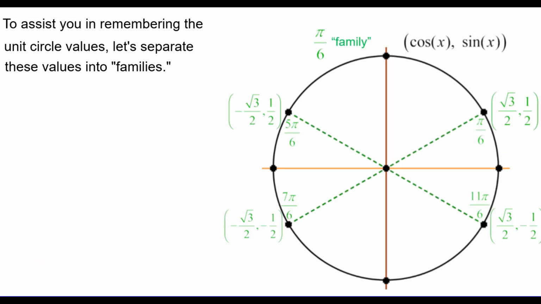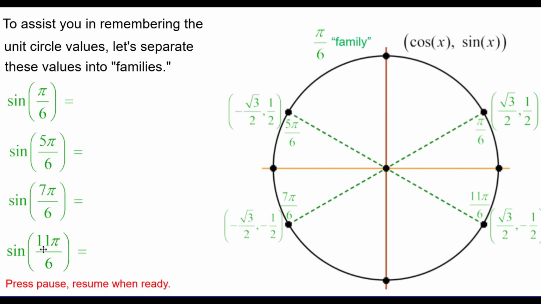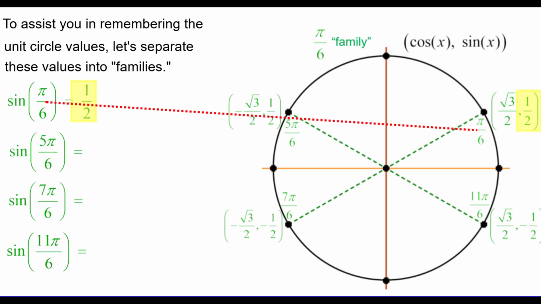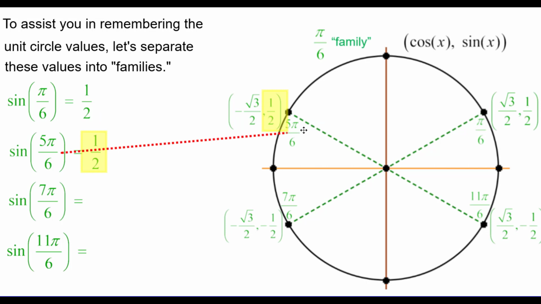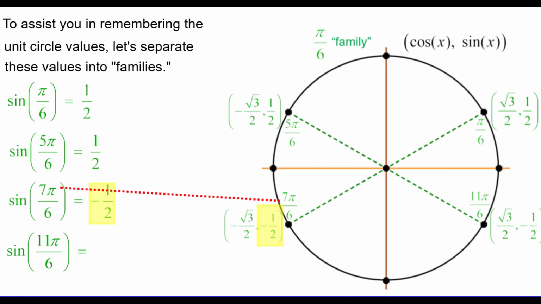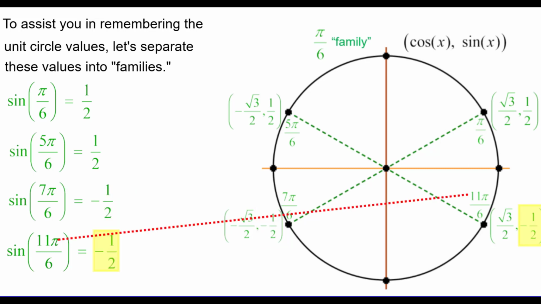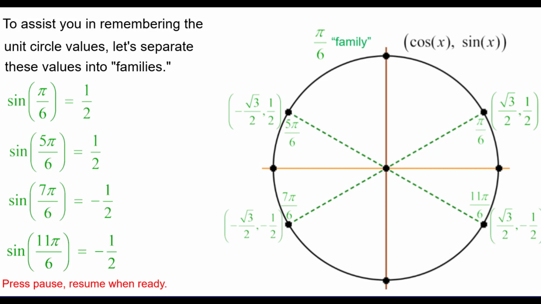The pi over 6 family, these are the 4 values you should just know. Press pause, resume when you're ready. The sine of pi over 6 in the first quadrant is positive 1/2, that second coordinate there. 5 pi over 6 in the second quadrant, the sine is also positive 1/2. The sine of 7 pi over 6, which lands in the third quadrant, negative 1/2. And the sine of 11 pi over 6, also negative 1/2. Press pause, resume when you're ready.